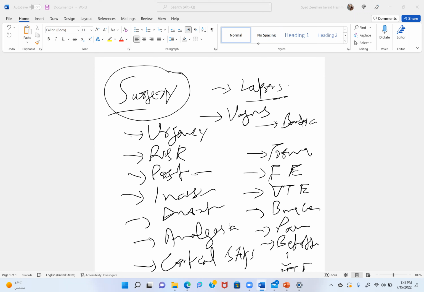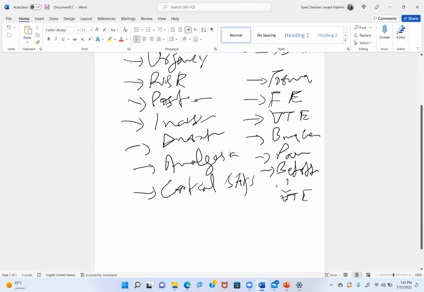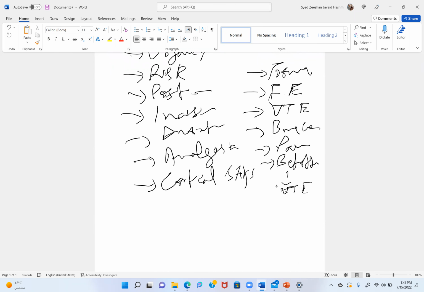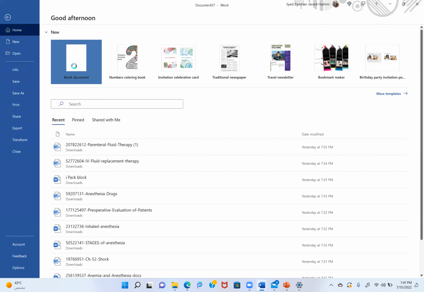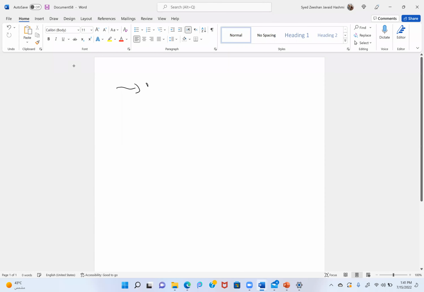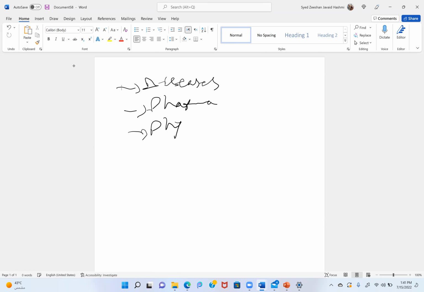Okay, so this is how you should be targeting. If I just summarize what I have told you up till now: diseases, pharmacology, physics and equipment, laws and formulas. Okay, then surgery.